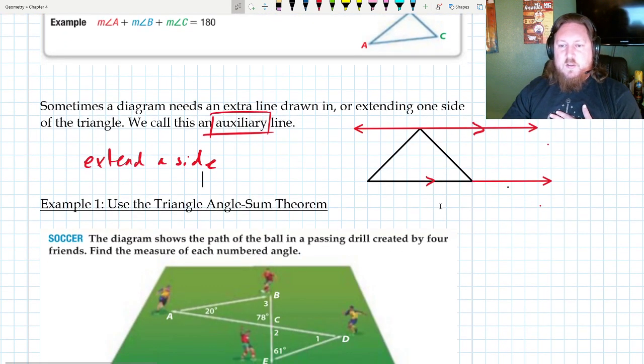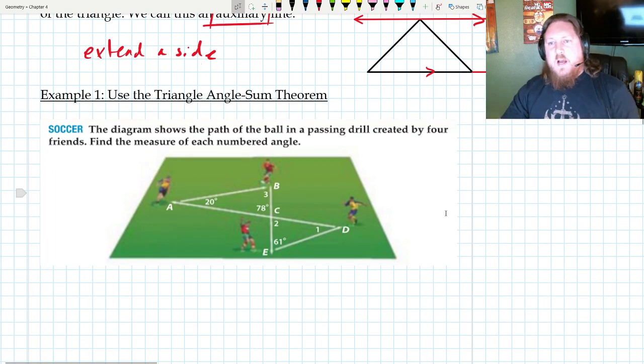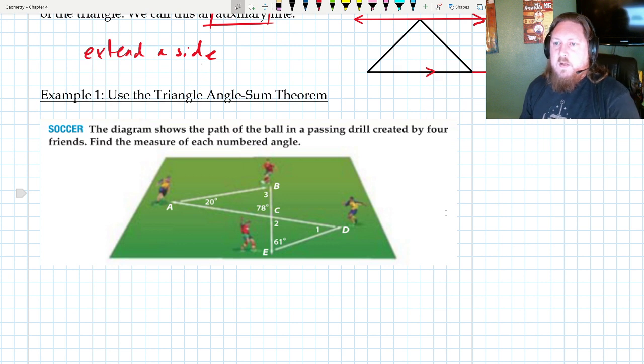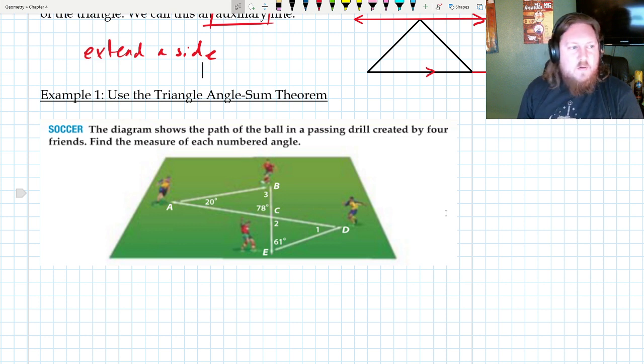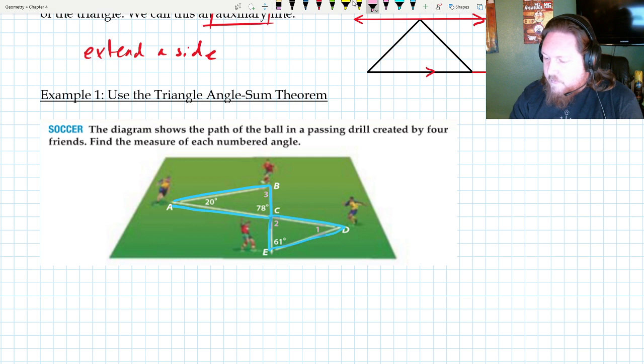Let's go ahead and use the triangle angle sum theorem. In the diagram, the path of the ball in a passing drill created by four friends. Find the measure of each numbered angle. Looking through the picture, I can see I've got two triangles: the triangle on the left, A, B, C, and the triangle on the right, C, D, E. And I can see there's angle 1, angle 2, and angle 3.